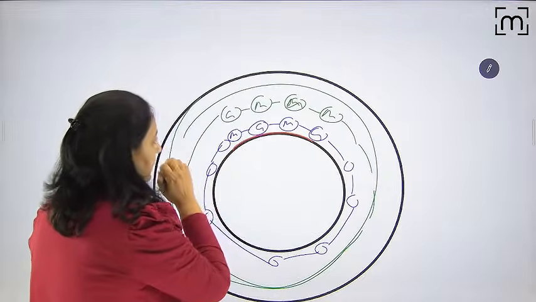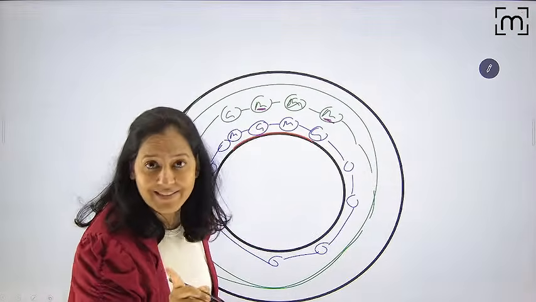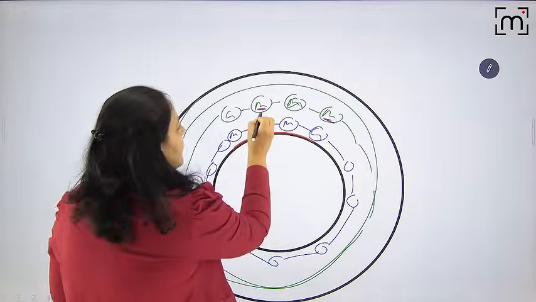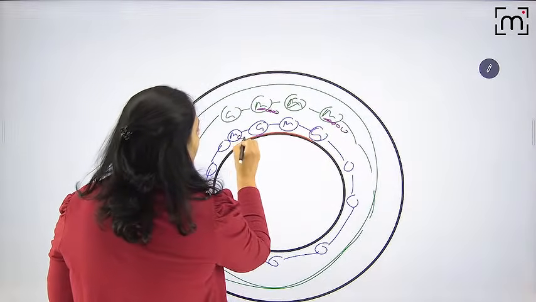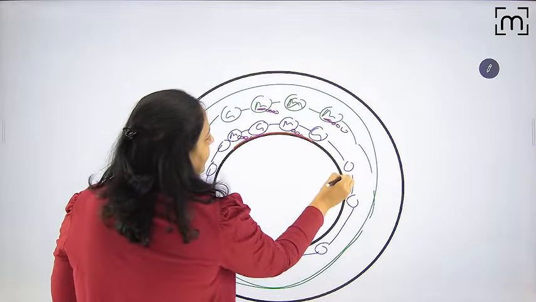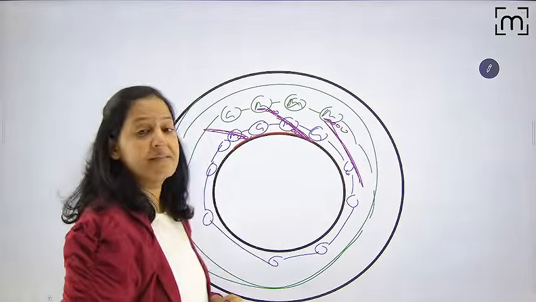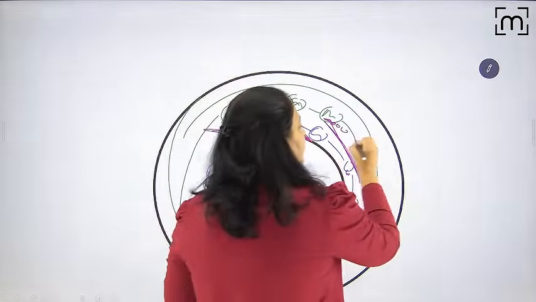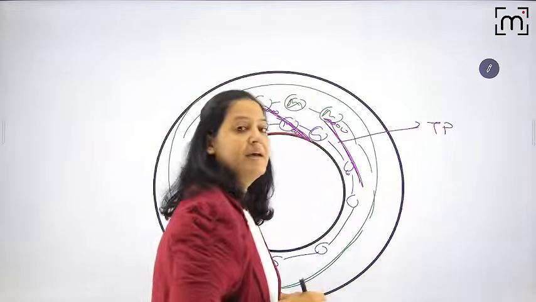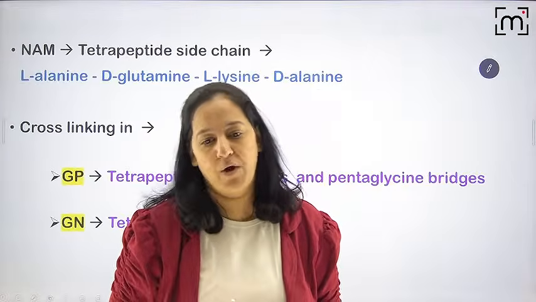For cross-linking, the NAM, not NAG, NAM, has a tetrapeptide tail. The NAM molecules have a tetrapeptide tail. The NAM molecules are connected with each other, and this is known as cross-linking. For cross-linking, an enzyme is required. The name of the enzyme is transpeptidase. This is how cross-linking takes place, and this is how the integrity of the cell wall is maintained.